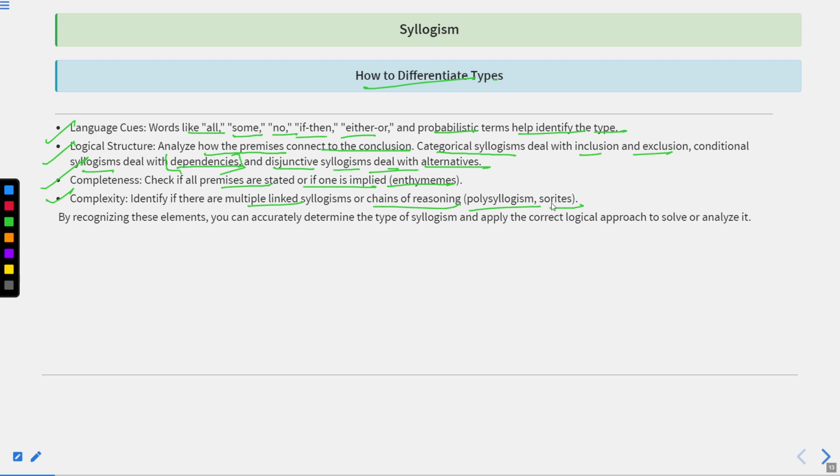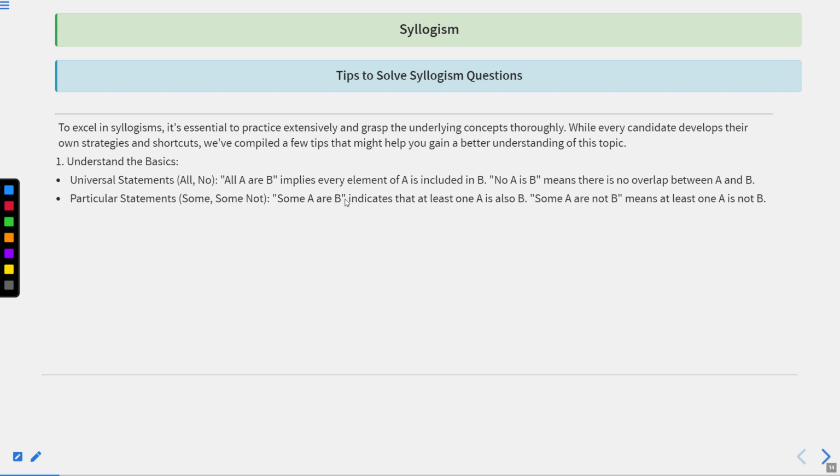And the answers that you will be getting obviously will be right. And the most important point is you will not take much time to solve these questions, which is a very important thing to be kept in mind whenever we are solving syllogism, my dear students. Now, by recognizing these elements, you can accurately determine the type of syllogism and apply the correct logical approach to solve the analysis. And this is what I've been explaining to you from the very beginning, that you will get the correct approach whenever you solve syllogism if you know what exactly the types are.